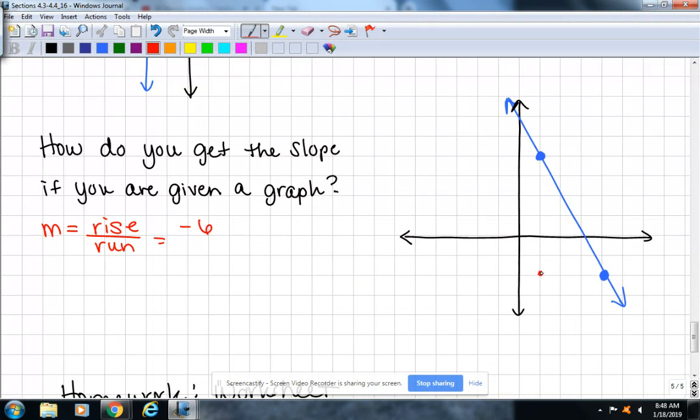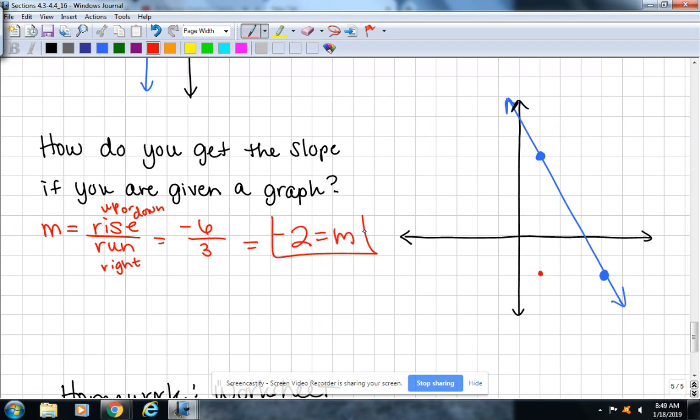So now I'm right here. And then I go which way? To the right. 1, 2, 3. Now my advice to you is always run to the right. So I go to the right, 3. So rise is up or down. Your run is to the right. Okay? And then I reduce it. Last thing, what is negative 6 over 3 reduced to? Negative 2 over 1 or just negative 2, either one.